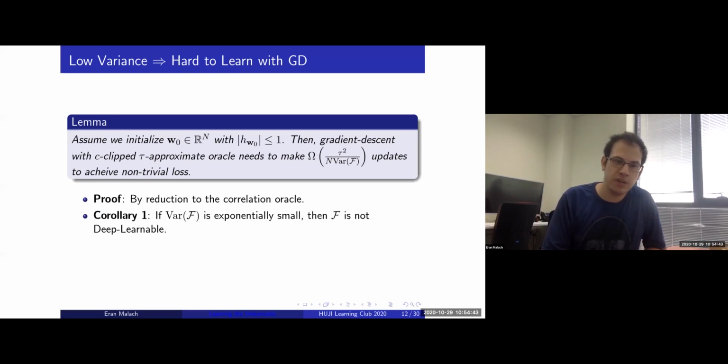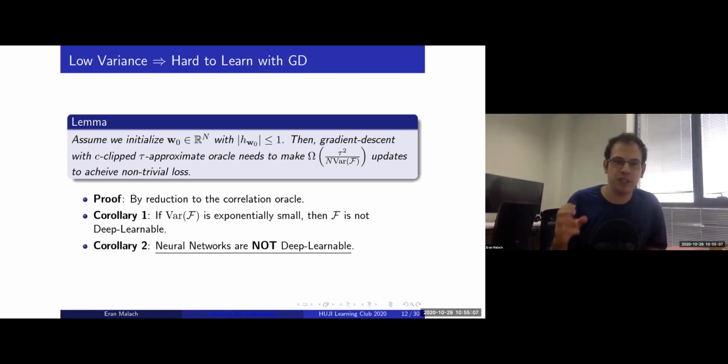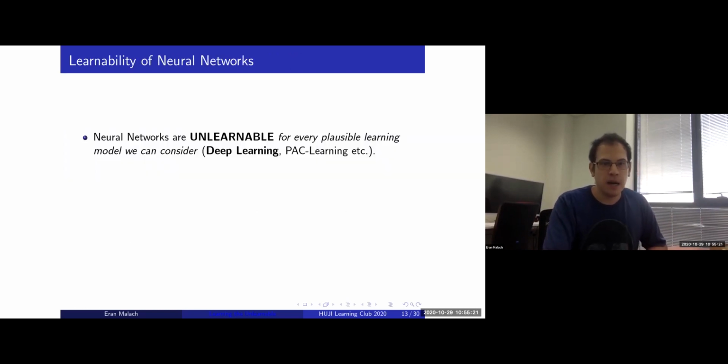If the variance were exponentially small, then this function class would not be learnable, and this is the case for neural networks, and therefore neural networks are not learnable. Any questions so far? Okay, I just want to say that this follows fairly simply from the definitions. So this is the conclusion, and it's, I guess, surprising, but also true.